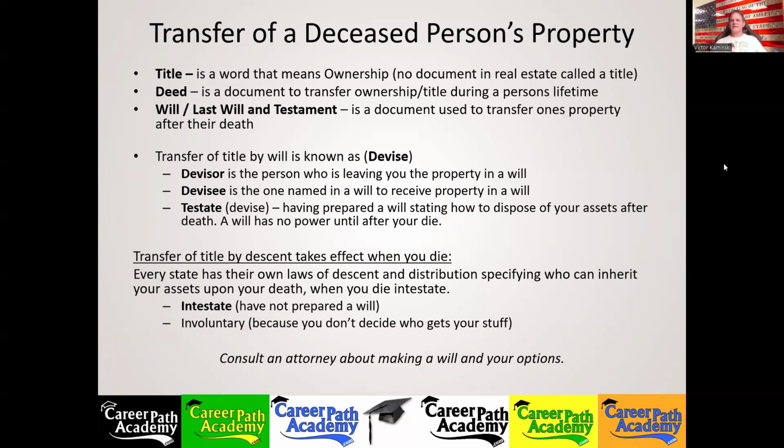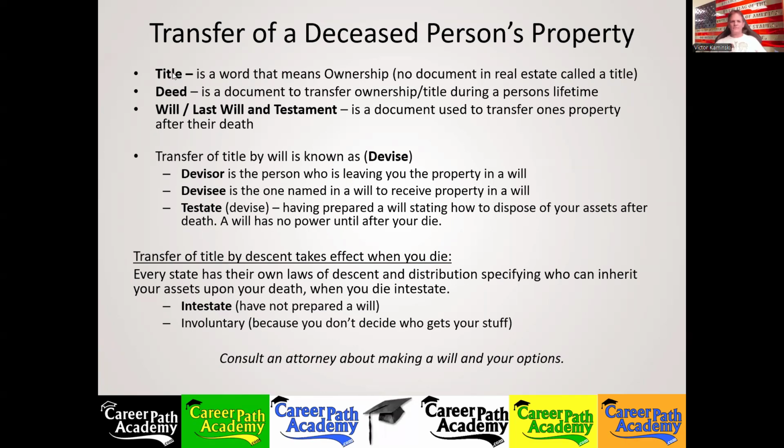Okay, so let's get to the nitty-gritty now. We went through those pretty quick because adverse possession we went through several times already. So I kind of went through that one quick right there. Now, transfer of a deceased person's property. How does that go down?